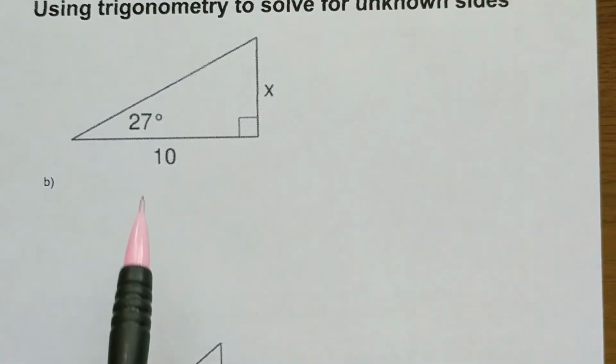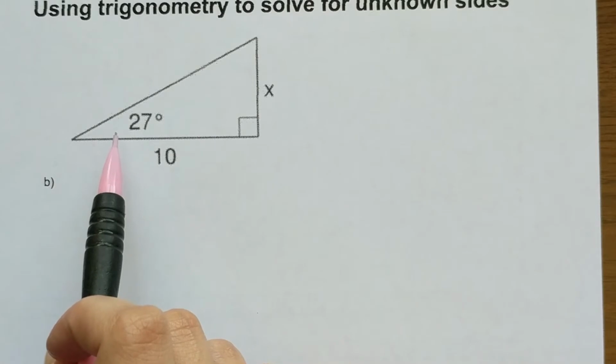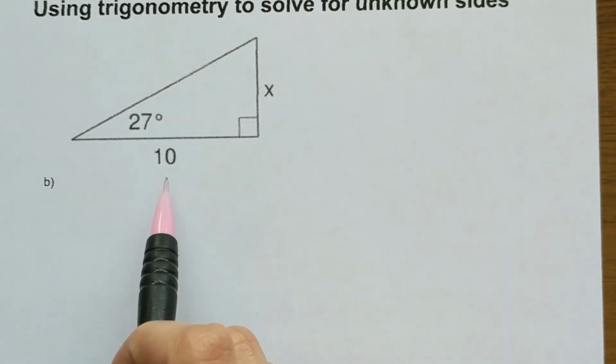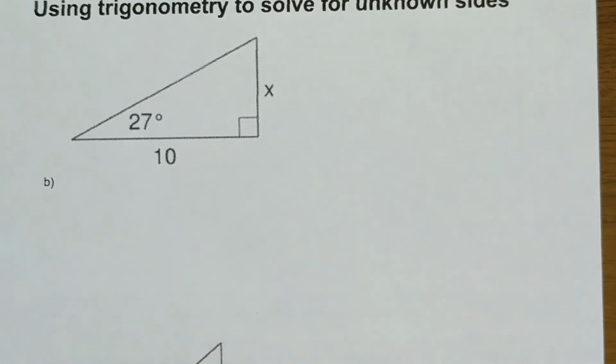Here I have another triangle. I have 27 degrees as my angle. I have an unknown side x, and I have a known side of 10. Okay, what am I going to do here? Remember, first things first is we have to label our triangle. So I'm going to go ahead and label it.